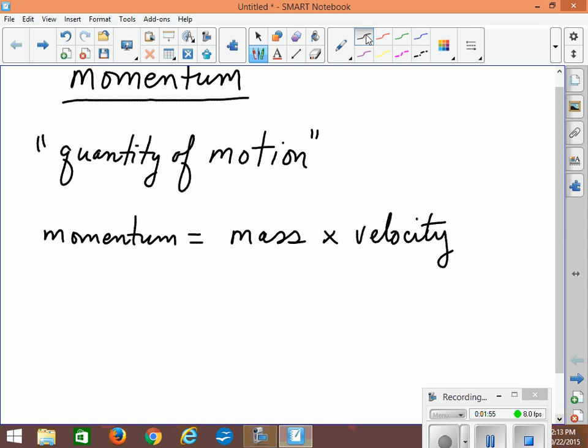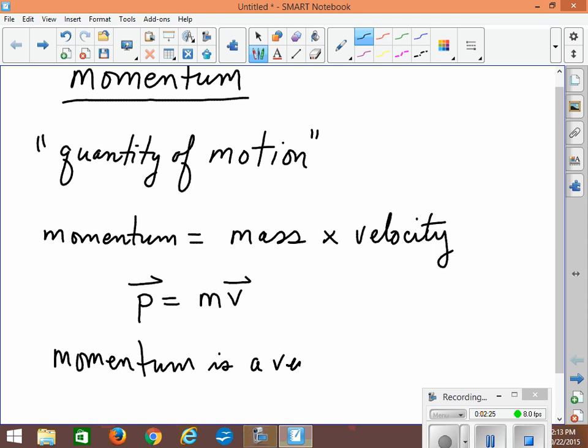So we write this very simply. We use a little p for momentum because m has been used for too many other things, I guess, like mass. And so we have mass times velocity. And we should remember that since velocity is a vector and has direction, when you multiply it by mass, you will get an answer that is also a vector. So momentum is a vector, and the direction of momentum is very important. Don't forget that. It has direction, one way or the other.